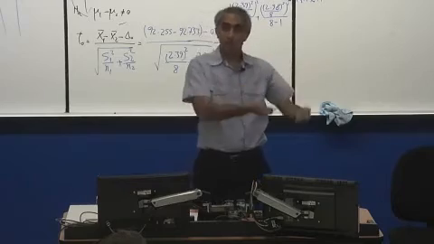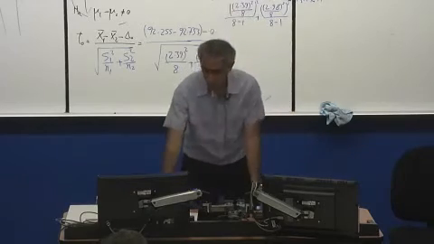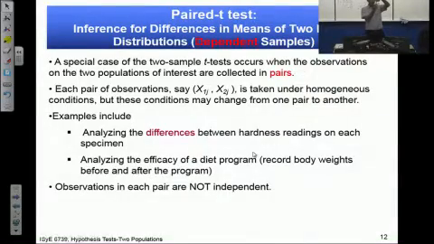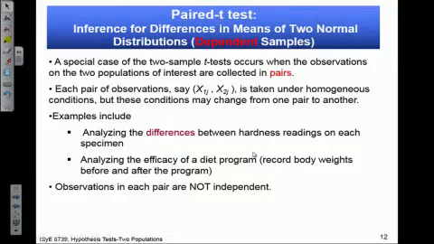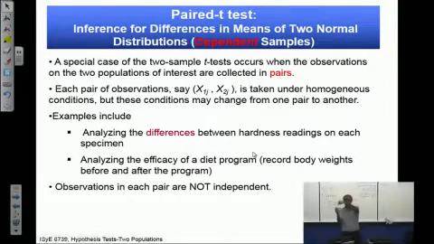Then the second part. Use specimen 1 to measure the hardness, and then use specimen 2. Use instrument 1 to measure hardness, and use instrument 2 to measure hardness, using basically the same specimen. That creates dependency. Another example is the case that we call before and after test.